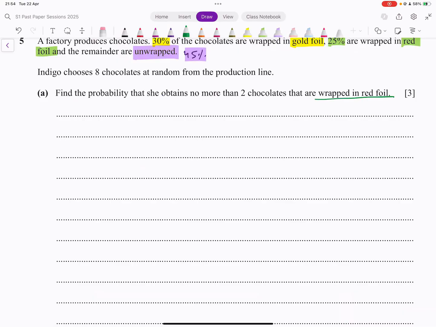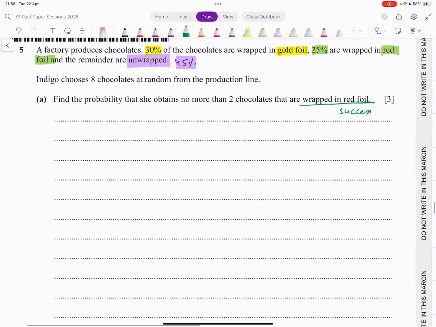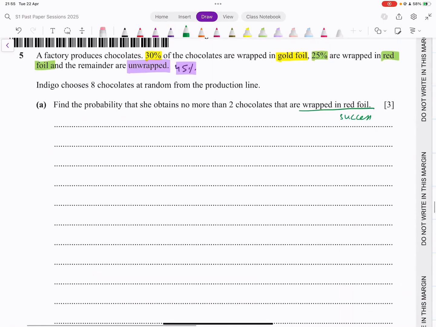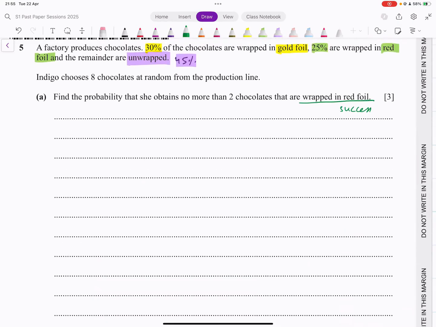So we can call this our success criteria. Then if it's not wrapped in red foil, we will say that's the criteria for failure, right? So we have two possible outcomes, and we have something being repeated. We are taking a number of chocolates. We're taking 8 chocolates in total. So that's your value for n. This is the criteria for success. We can treat this as binomial.